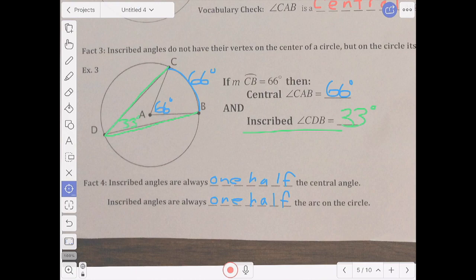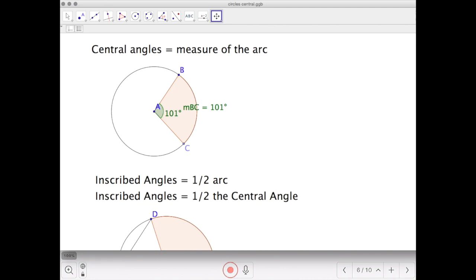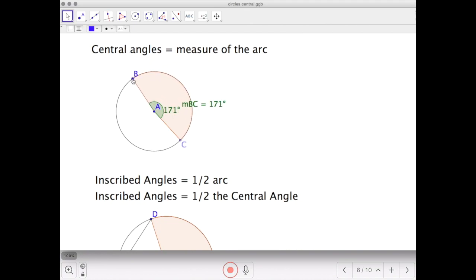So here's a quick demonstration on GeoGebra showing you that that's the case. So here's an example of the arc measure equaling the central angle, and the fact is that the central angles always equal the measure of the arc. The nice thing about GeoGebra is I can actually move these points and change the angle itself, and you can see every time I'm opening up that angle, the arc is opening up the same amount of degrees.